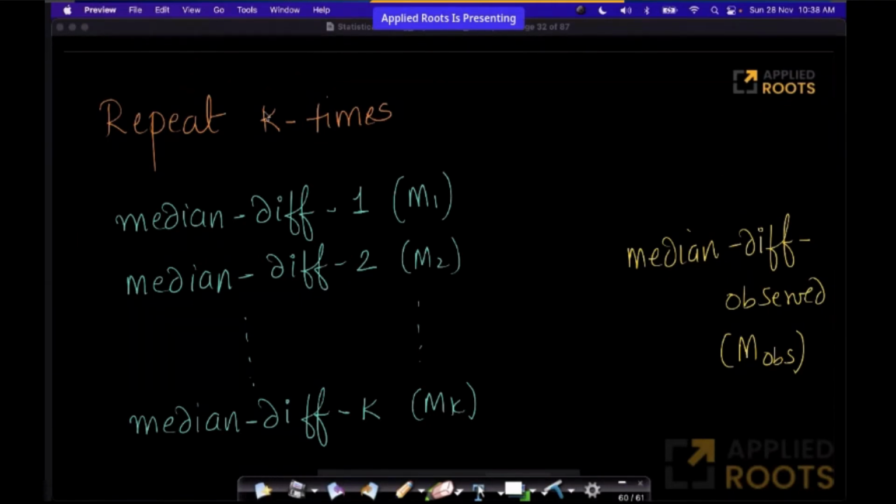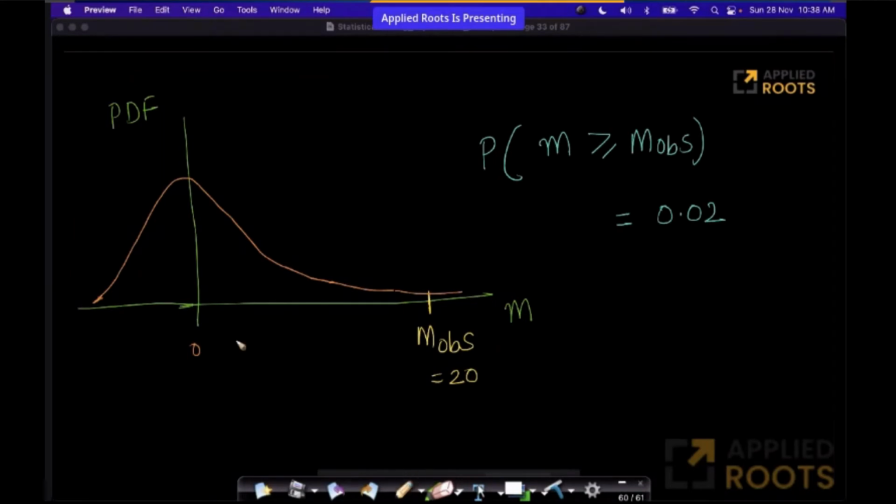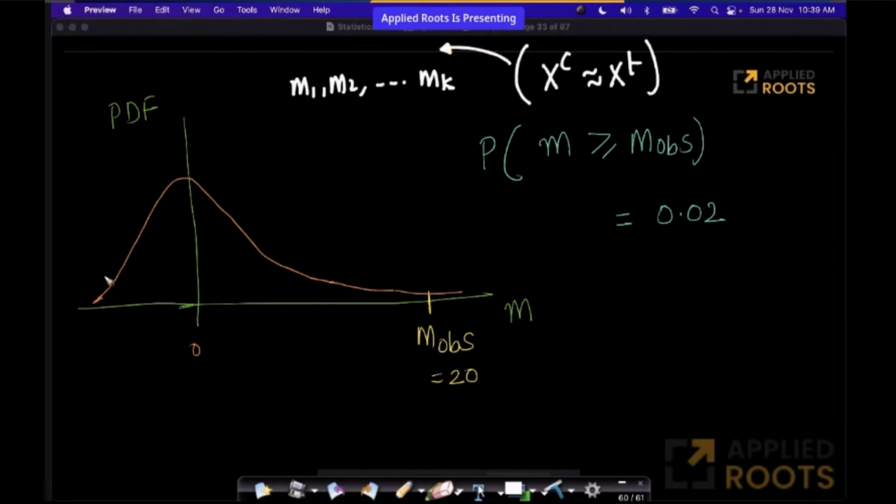Now comes the fun part. Now let's plot. Imagine we try to plot the PDF of these M values. So we got M1, M2, so on and so forth, up to Mk. What are these Mk values? These are the differences in medians, assuming XC is the same as XT. Let's not forget that. We simulated this setup. Now, if I plot the distribution, very often this value will be close to 0, right?